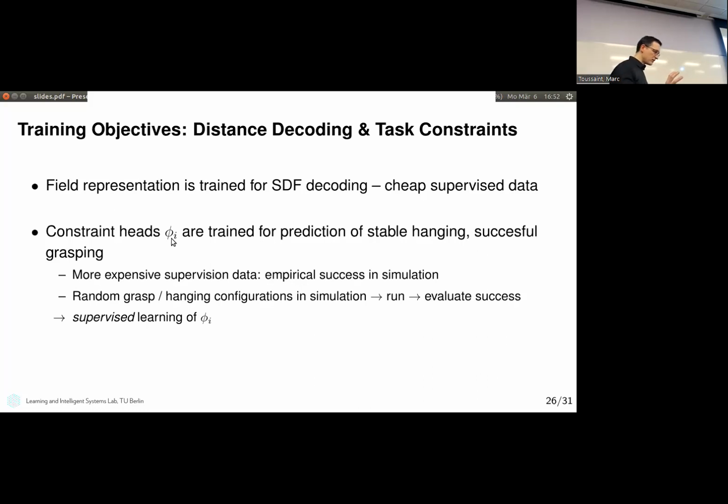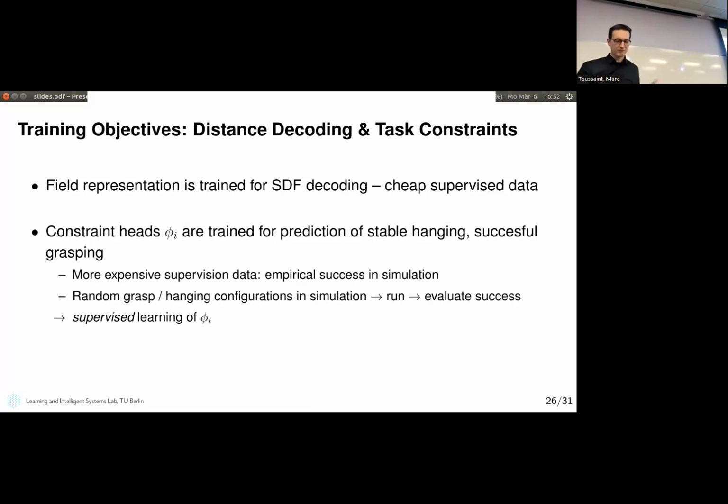And the head is now about discriminating successful grasp or successful hanging, as you will see in a second. Getting supervised data for this problem is harder. We actually do that in simulation. So in simulation, we generate tons and tons of grasps and just shake and see if it drops.